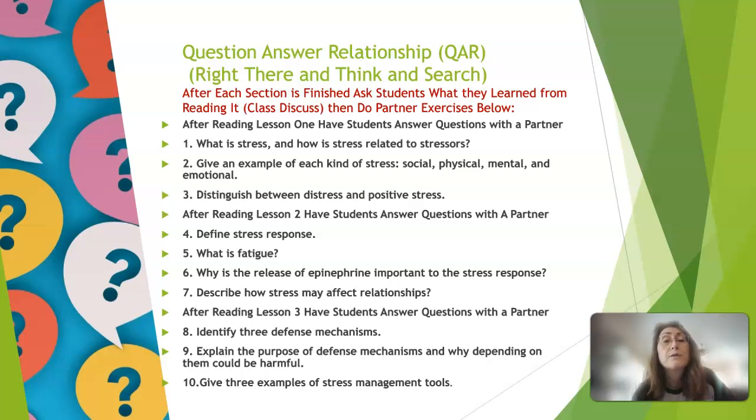Such as after reading lesson 1, have the students answer questions with a partner. What is stress and how is stress related to stressors? Give an example of each kind of stress and distinguish between distress and positive stress. By using the question-answer relationship strategies such as right there and think and search methods, this is going to help the students make a connection with the material being presented.